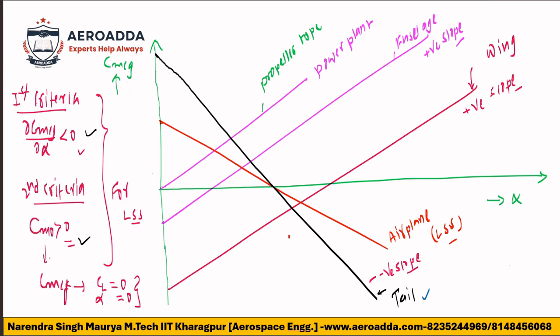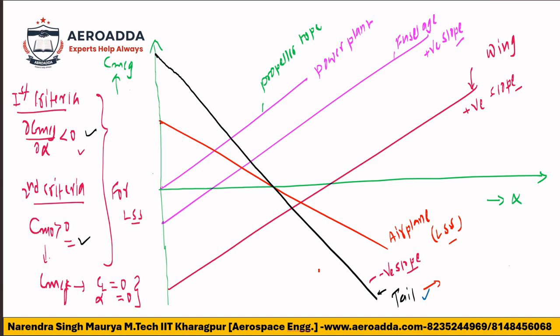They will simply give a graph, give numbering 1, 2, 3, 4, and ask which one is statically stable, the longitudinally static stable component. They can ask like that. If you see the positive contribution, what is the positive contribution? Tail only. Because of the tail only, the whole aircraft or whole airplane is what?